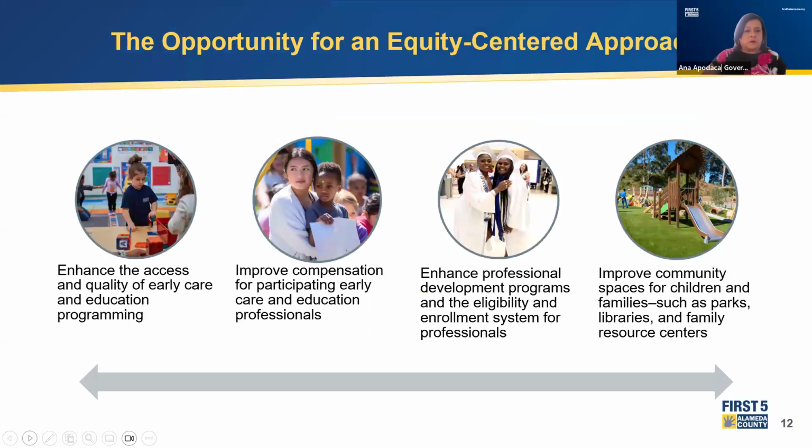Next slide. The ordinance is explicit in that it requires a process for developing an annual expenditure plan and 5-year plan on how the funds will be used to meet the following components: increase access to quality care for Measure C funded providers through new enrollments and rate enhancements, improve compensation for participating early care and education providers, enhance professional development programs and the eligibility and enrollment system for providers, and improve community spaces for children and families, such as parks, libraries, and family resource centers. Next slide.